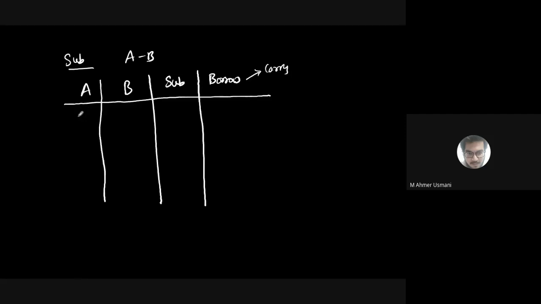So what are the different combinations that I can have? I can have two zeros, then two ones. B will be 0 1 0 1. So these are the different combinations: 0 0 0 1 1 0 1 1. Tell me, if you perform A minus B, what will you get? Subtraction as 0 minus 0 is 0, borrow 0. You don't have to borrow anything.